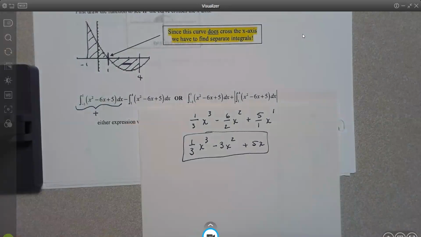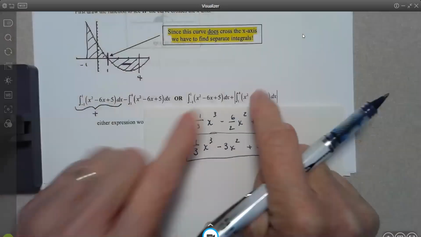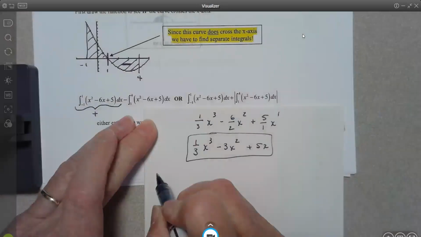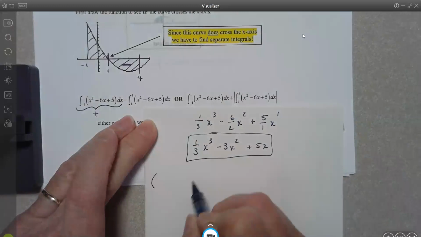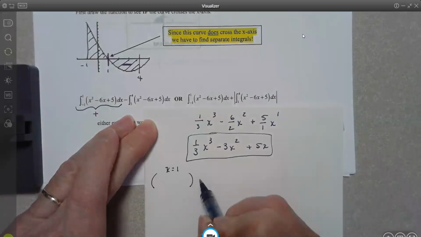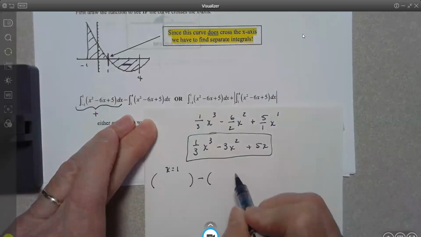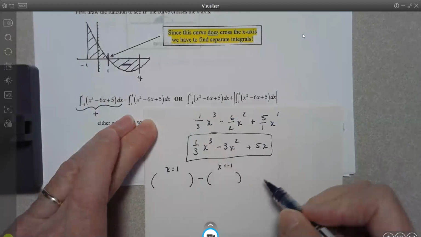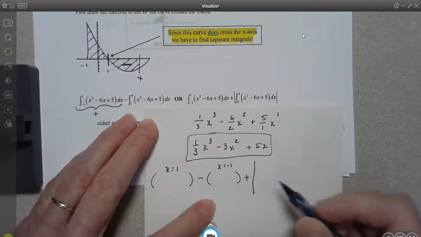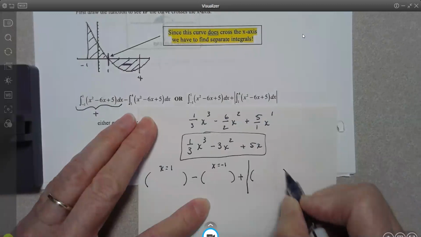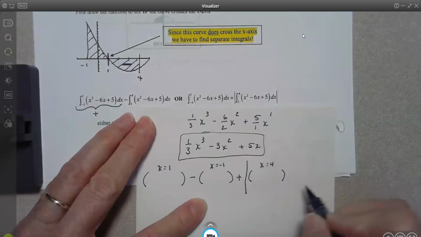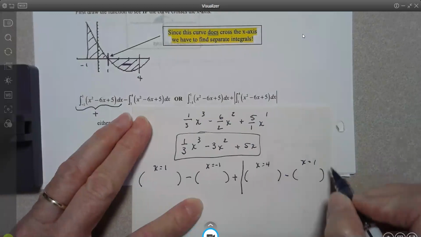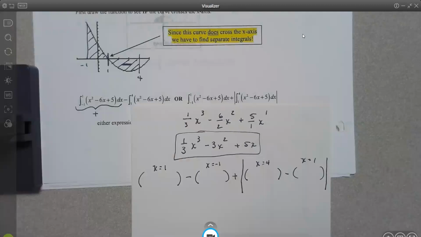Now, taking into account these two, for the first one, I'm going to let x equal 1 minus x equal -1. Add on, let me do absolute value bars here. This one will be x equals 4, x equals 1. Guys, you only integrate once, but I have to take care of this one.